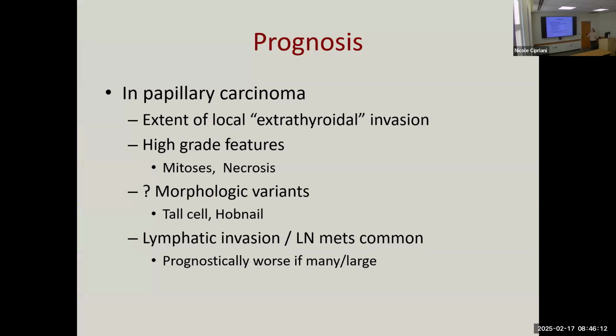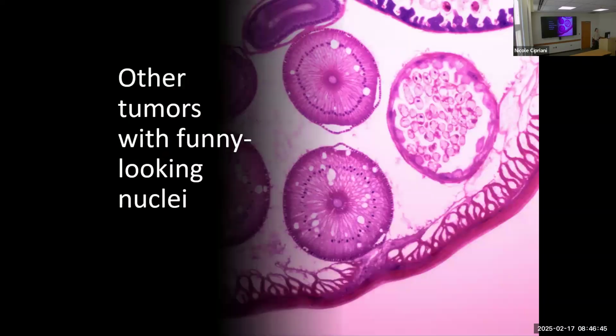All right. Generally, for prognosis in PTC, we're talking about: is there extrathyroidal extension into strap muscles? Are there many and large lymph node metastases? Are there high-grade features like mitoses and necrosis? Or are there morphologic variants of aggressive behavior, including tall cell, or the very, very rare hobnail cell type, which we rarely see. But conceptually, that's what we're thinking about in PTC.